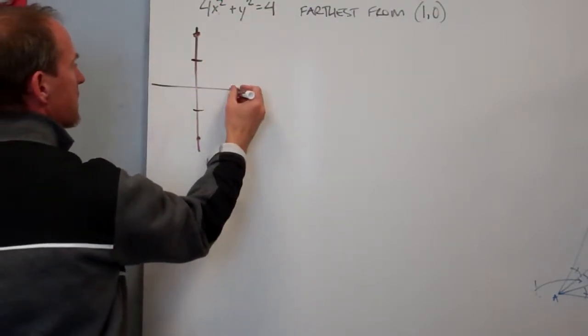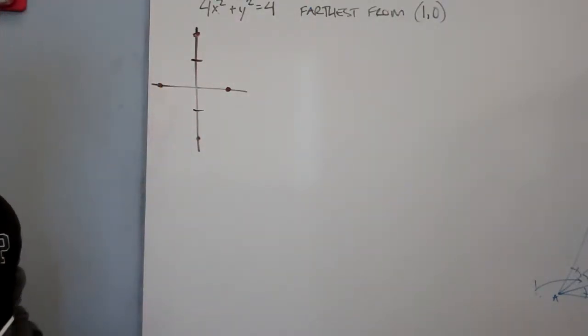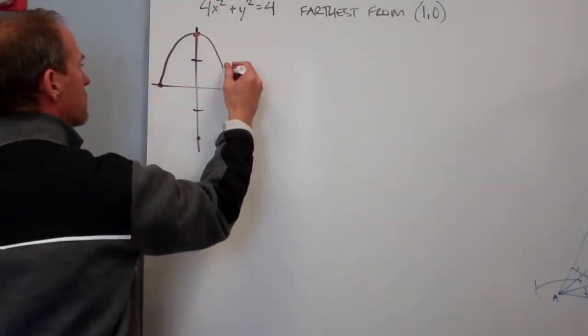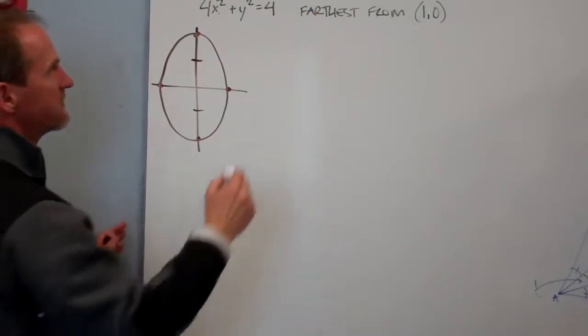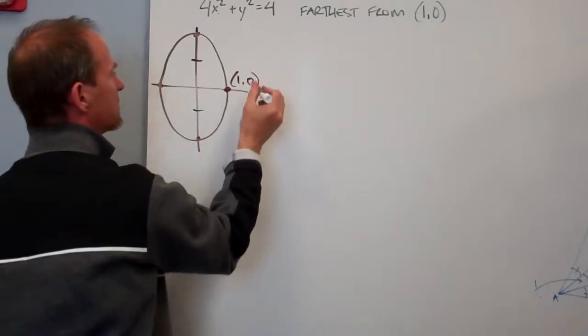We plot the points on an ellipse simply like we would any other function. Plug in an x and see what y has to be. You get this oval shape. This is what an ellipse is mathematically. And we're looking for points that are farthest from this point, (1, 0).